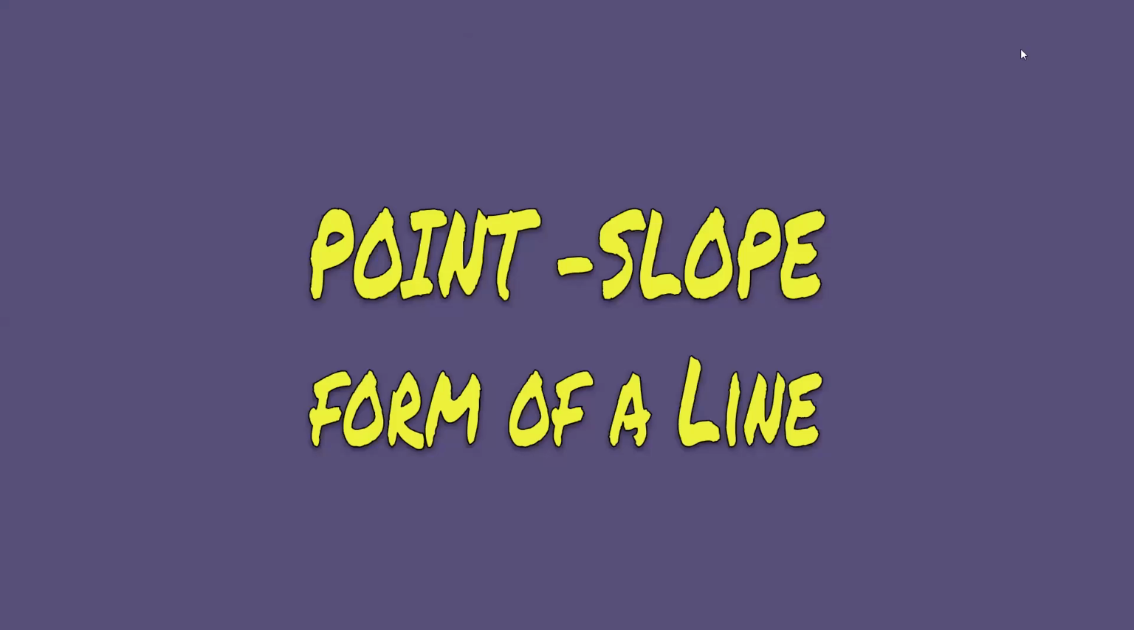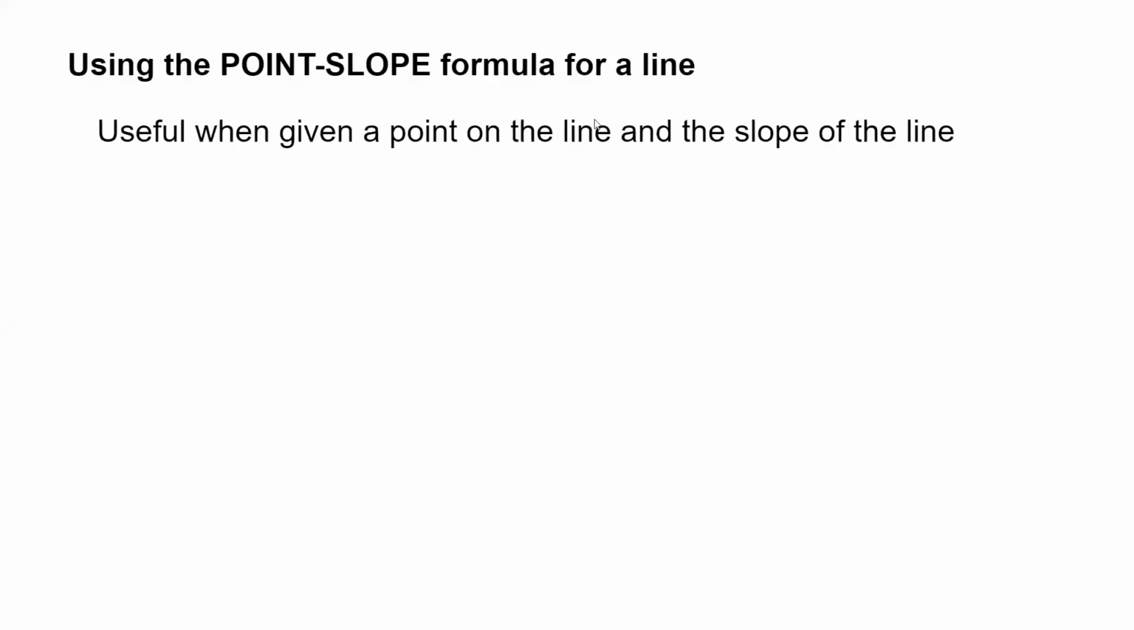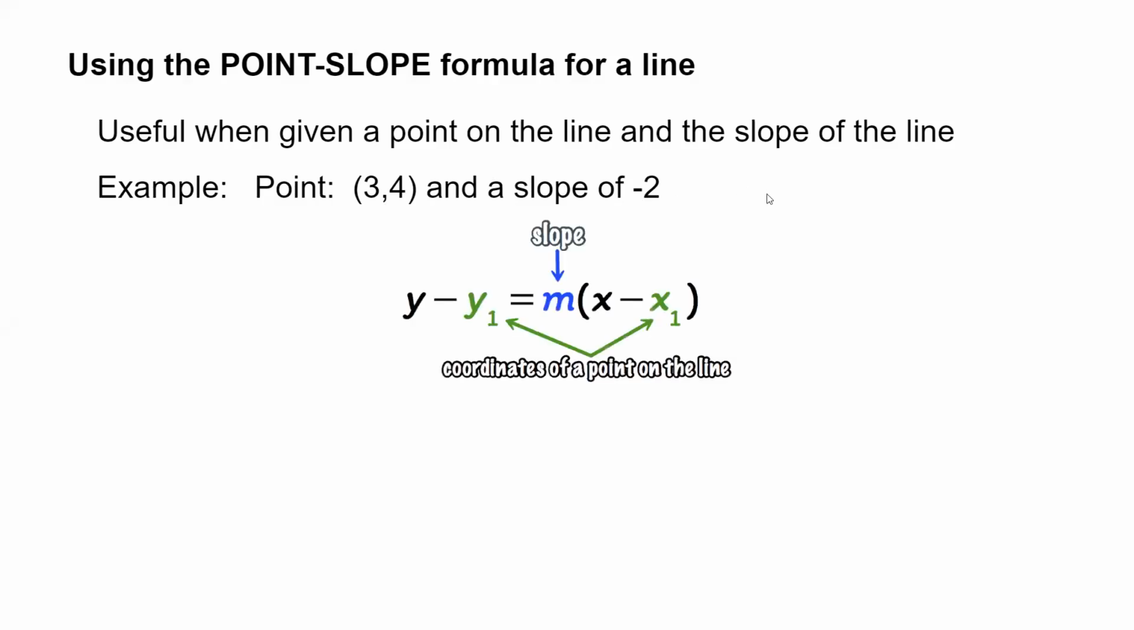In this video, we're going to talk about using the point-slope form of a line. There's a formula that will help us put a linear equation in point-slope form. It's useful when we're given a point on the line and the slope of that line. For example, we're told that there's a line that goes through the point (3, 4) and has a slope of -2. Let's take a look at the formula.